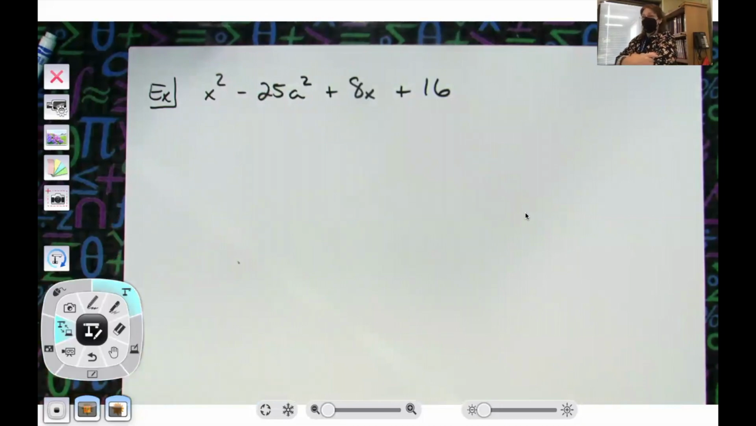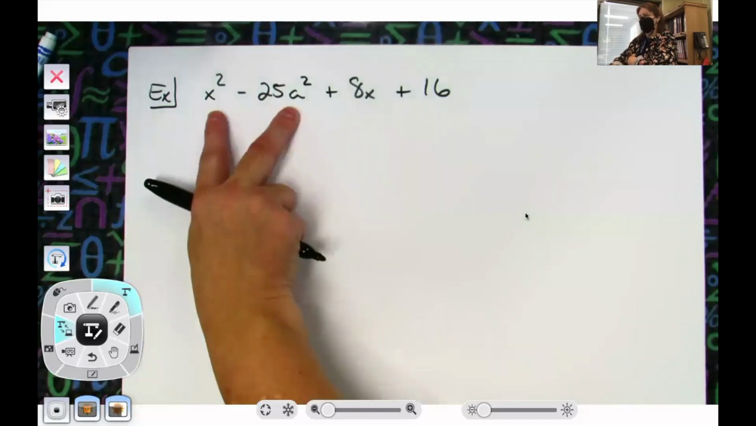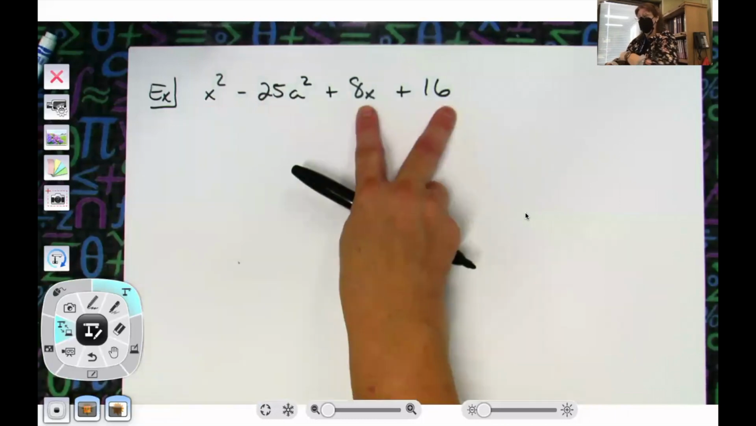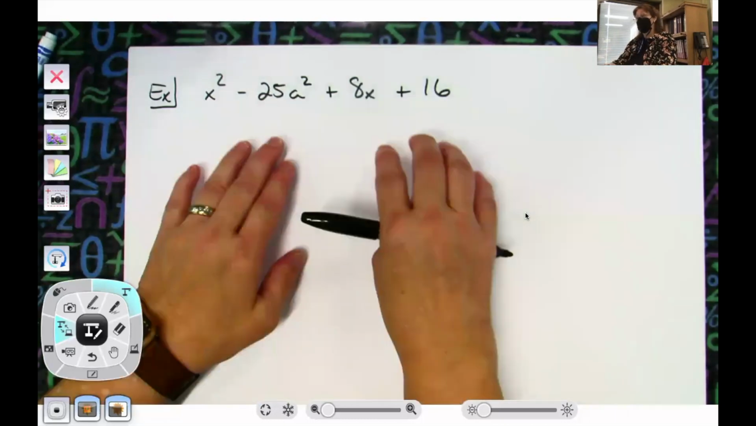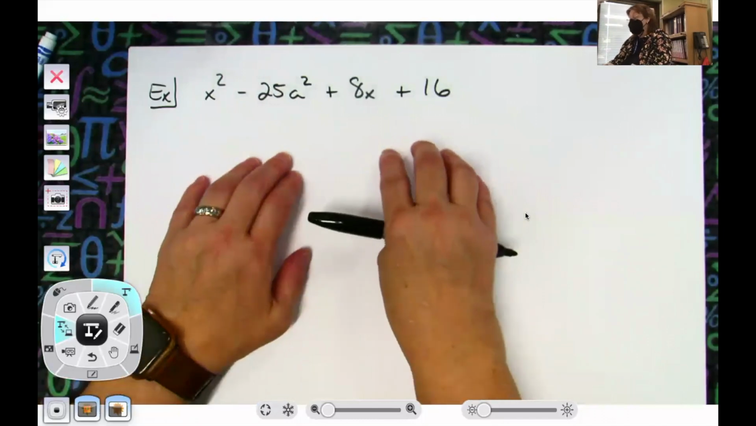So I've got 4 terms, right? Initially you're going to think, oh, 4 terms, I'm going to do factor by grouping. Now if I grouped these two together, do I have the difference of two squares here? I do, right? And here I could take out an 8. Am I going to get matching binomials? I'm not, am I? That's going to get me nowhere.